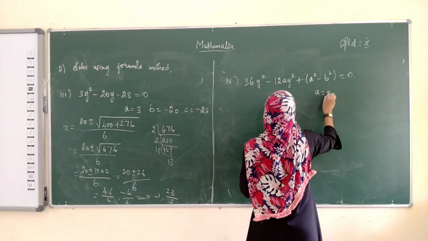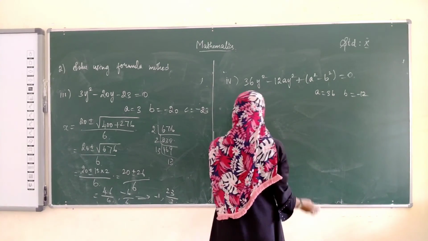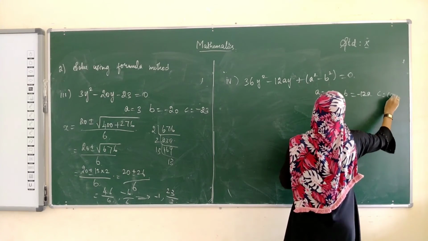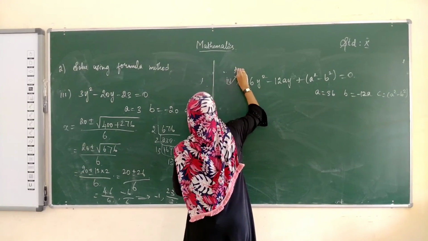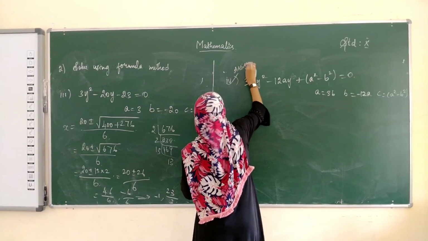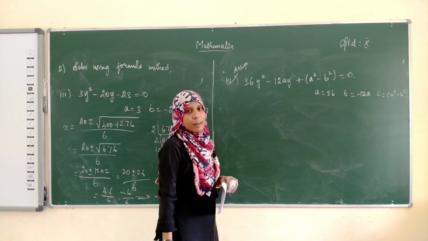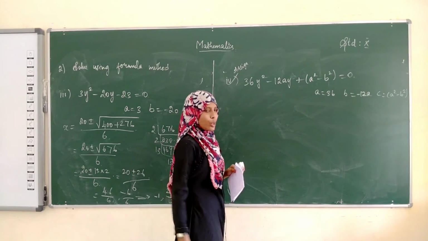See, the value of a is 36, the value of b is minus 12a, and the value of c is a square minus b square. This is assignment for you. Okay. Take these values and substitute in the formula minus b plus or minus root of b square minus 4ac divided by 2a. You get the two solutions.